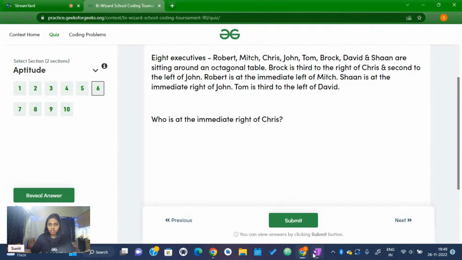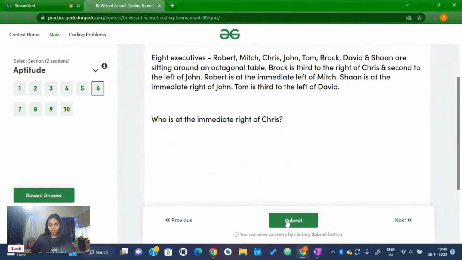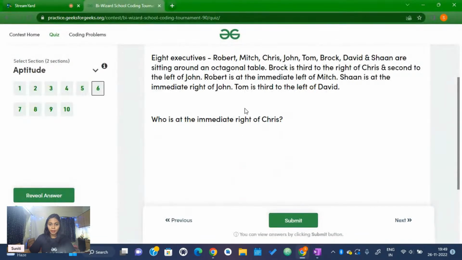So Brock is third to the right of Chris. So let us say Chris is here and Brock is third to the right, means first, second, third. Here we have Brock. If Chris is sitting here, then third to the right will be this. And then we have Brock is second to the left of John. So if John is sitting here, then this will be satisfied. Second to the left of John.